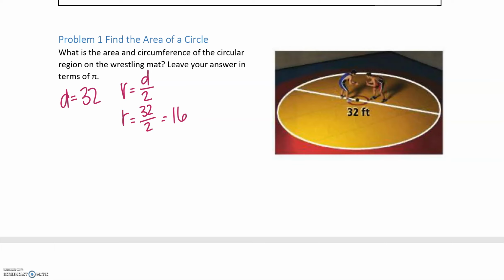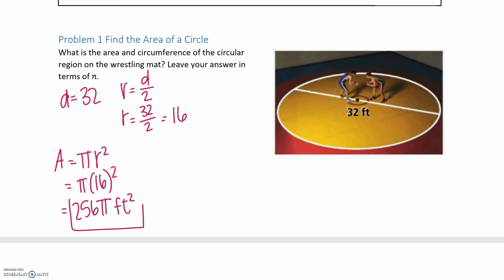So if we're trying to find the area, because we want to find the area and the circumference, the area is going to be that pi r squared. So in this case, we're going to do pi times 16 squared. We put 16 and square in our calculator. That's going to give us 256. We're going to leave that pi there. We're not going to multiply anything by pi right now. And that's going to leave us with feet squared since it's area.